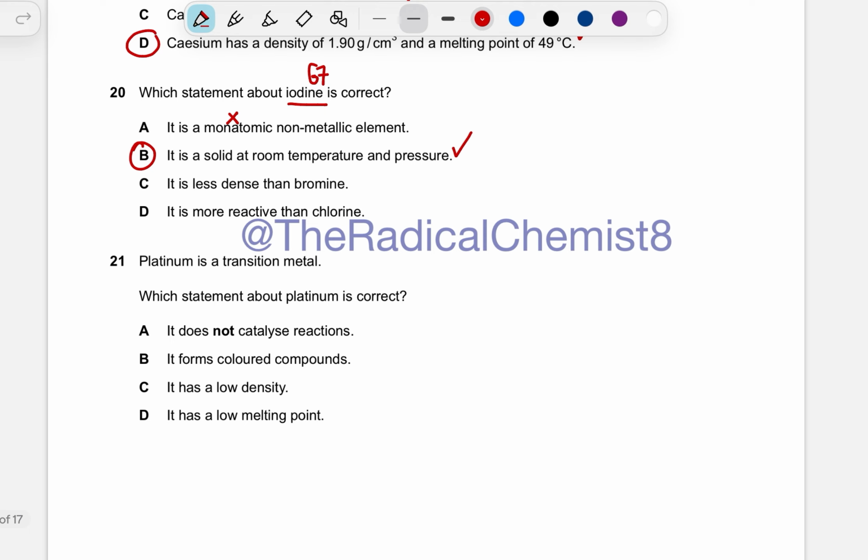Next, platinum is a transition metal. Which statement about platinum is correct? So transition metals are unique. So first of all, it says it does not catalyze reactions. Well, that is incorrect because transition metals and their compounds are very good catalysts. It forms colored compounds. Yep, that is correct.